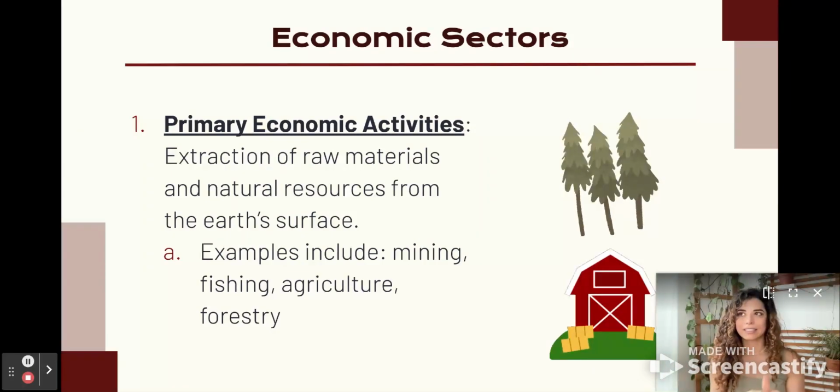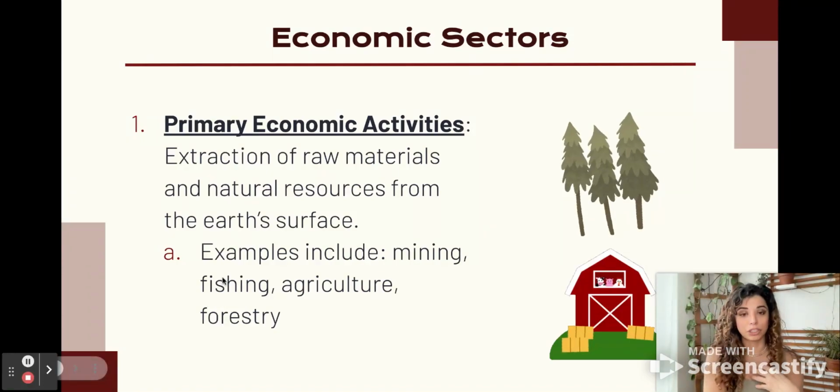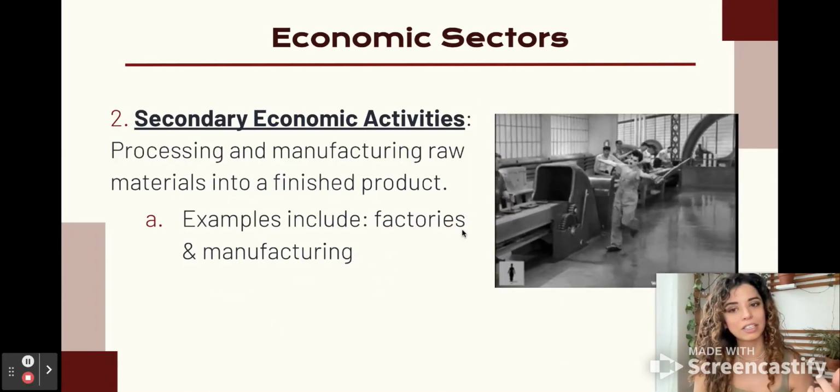So think of that as the first step or first level. These are things that you can also consume directly, right? Like you can get a fish for yourself. Once it's processed, so let's go ahead and move on to the next one.